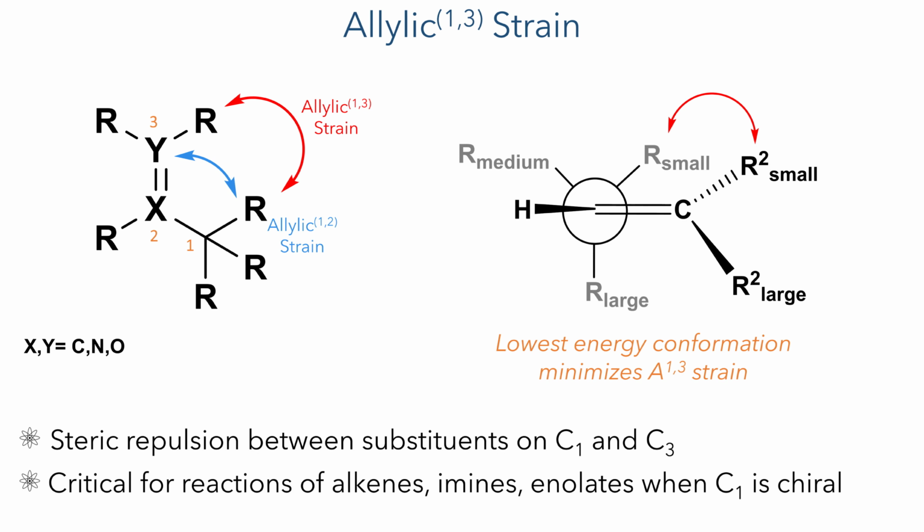A more significant type of strain encountered in double-bonded systems is allylic 1,3 strain. This is steric repulsion between substituents on C1 and C3. It is critical for the conformations of alkenes, imines, enolates, and other double-bonded systems, particularly when C1 is chiral. This strain forces molecules to adopt the lowest energy conformation, where the smallest group on C1 will be orientated toward the substituent on C3.